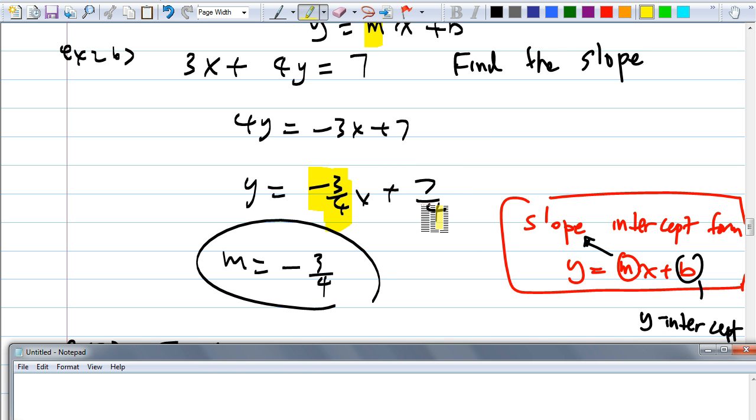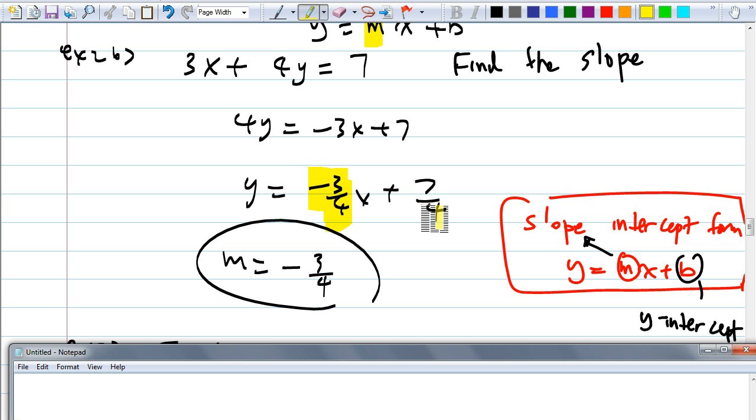Raise your hand. One person knows. 2, 3. What does the 7 over 4 represent? Emily. On the y-axis. That's where the line hits the y-axis.